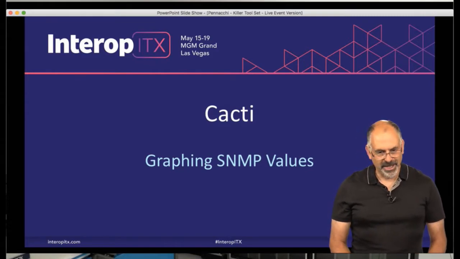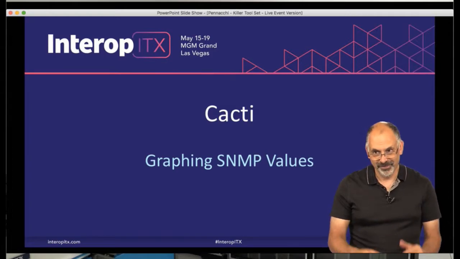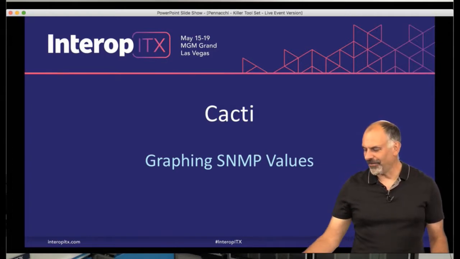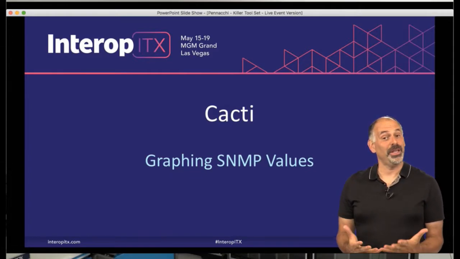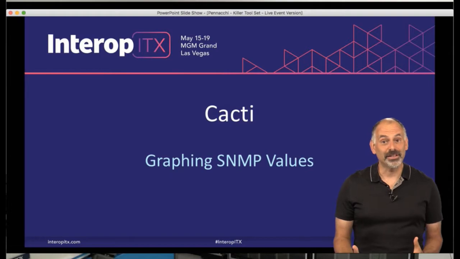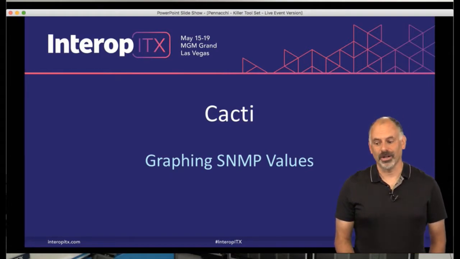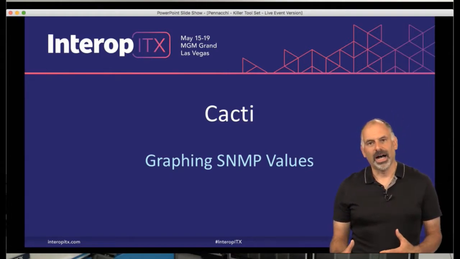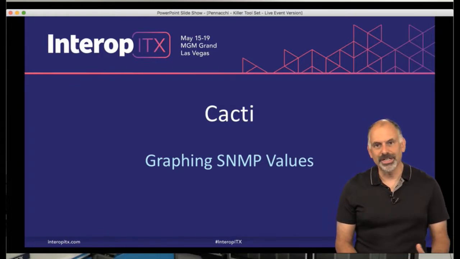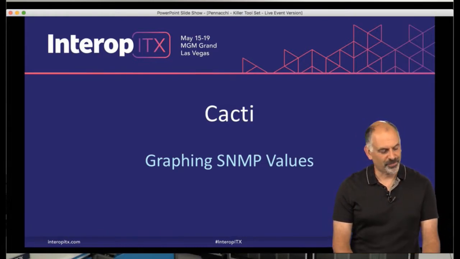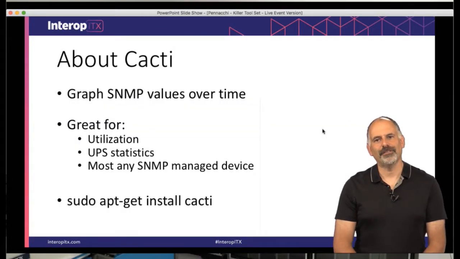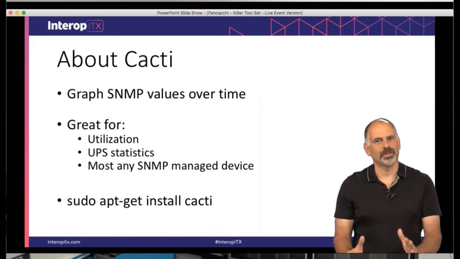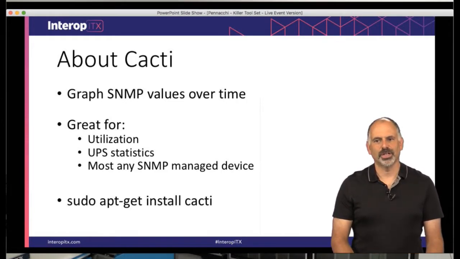So, next, Cacti. Cacti allows us to graph out SNMP values. So I can take things that are SNMP. I've set this up for UPSs. I've set this up for environmental monitors, for monitoring things like temperature. We're going to look at this for monitoring utilization. So Cacti allows us to graph out SNMP values over time. Great for UPS, great for utilization, great for any SNMP managed device.